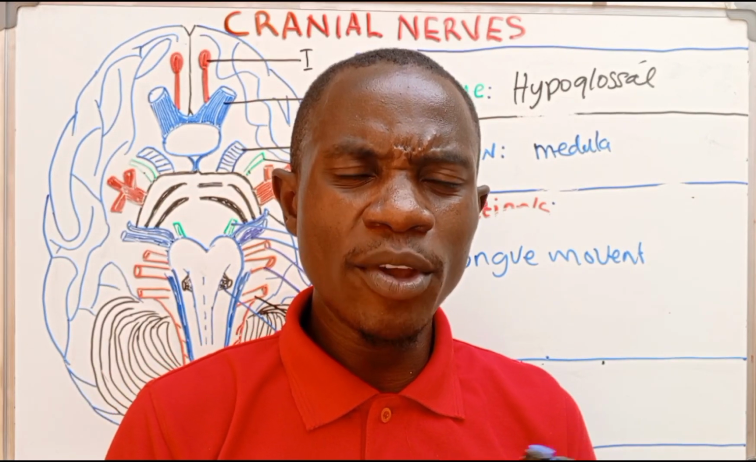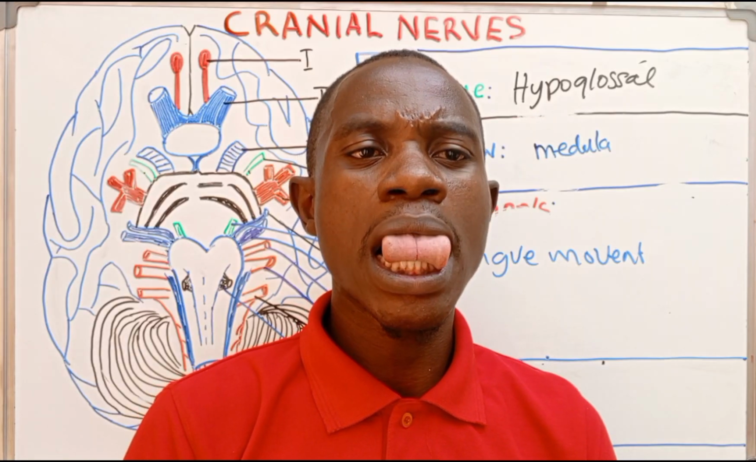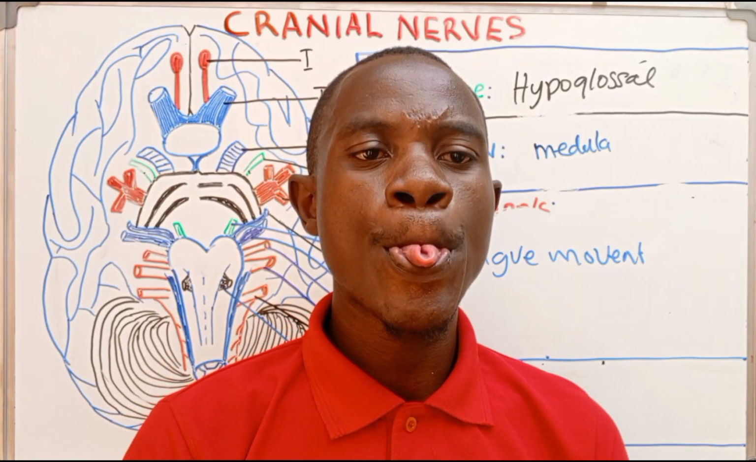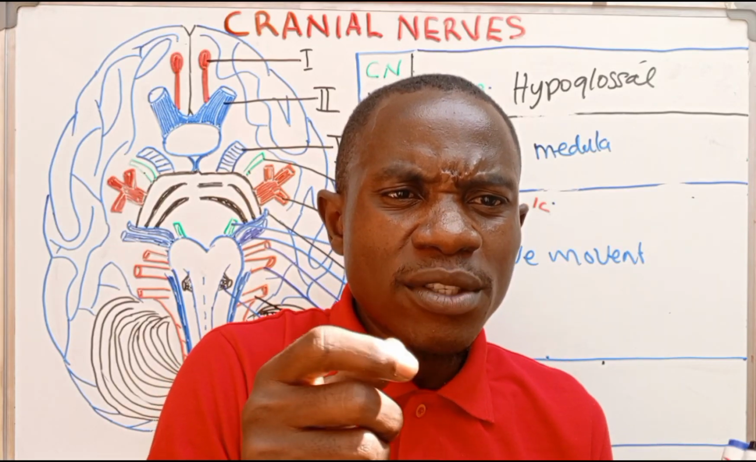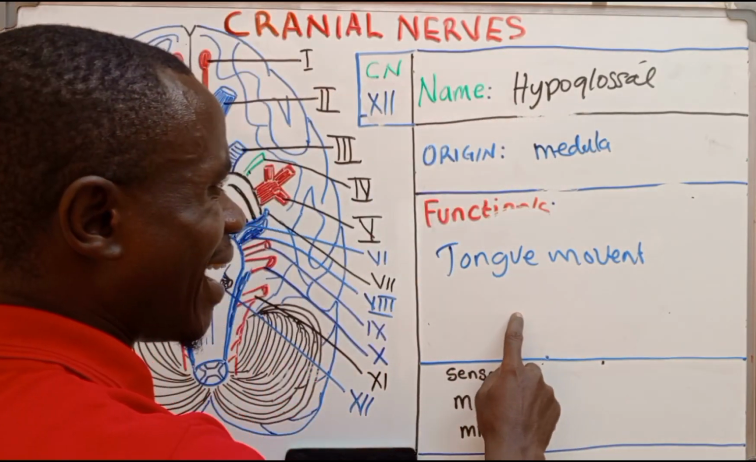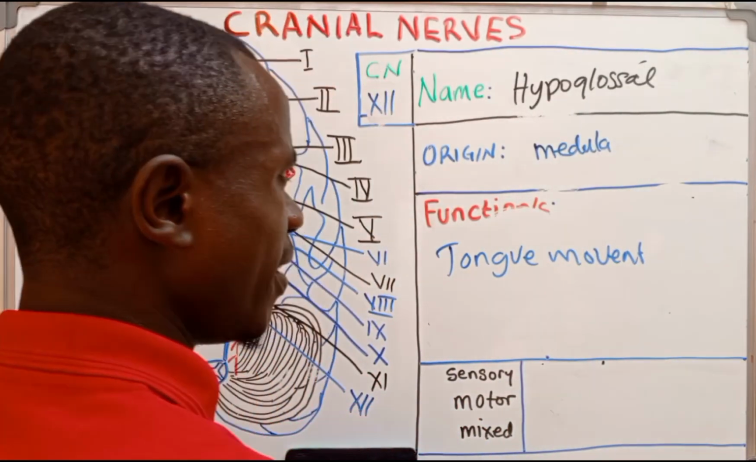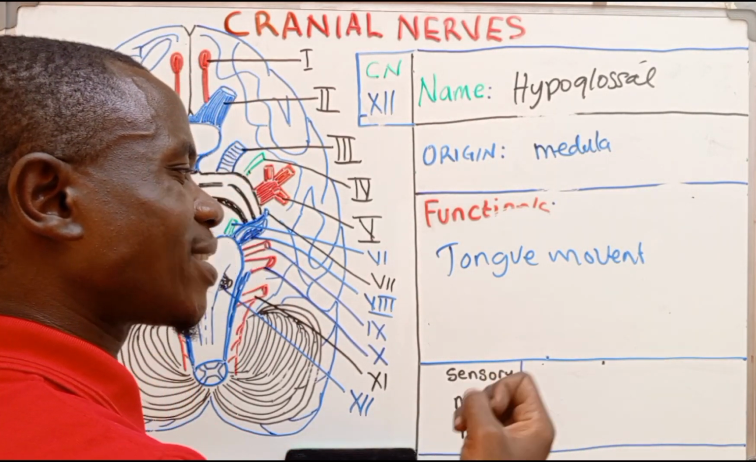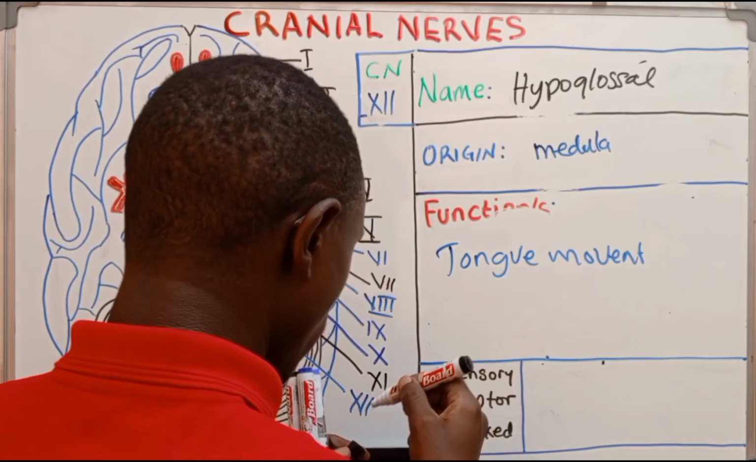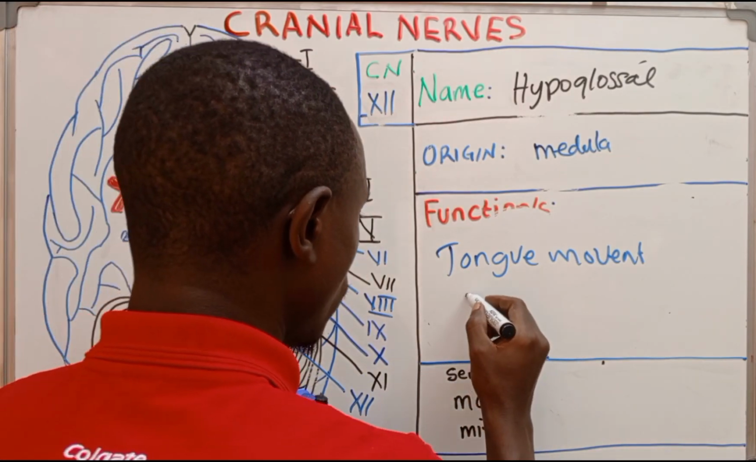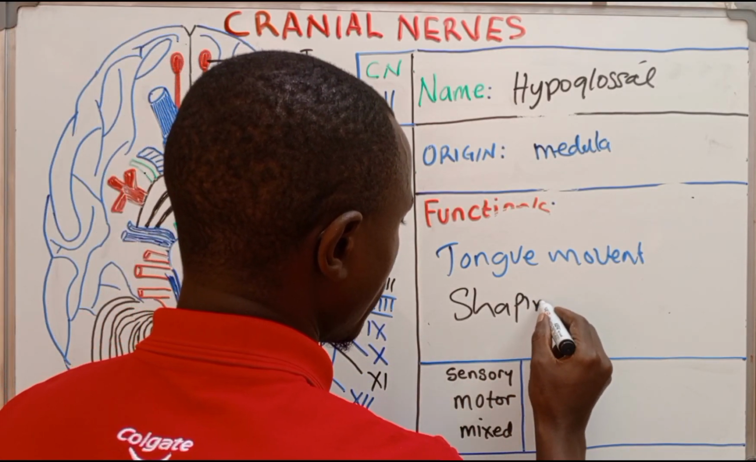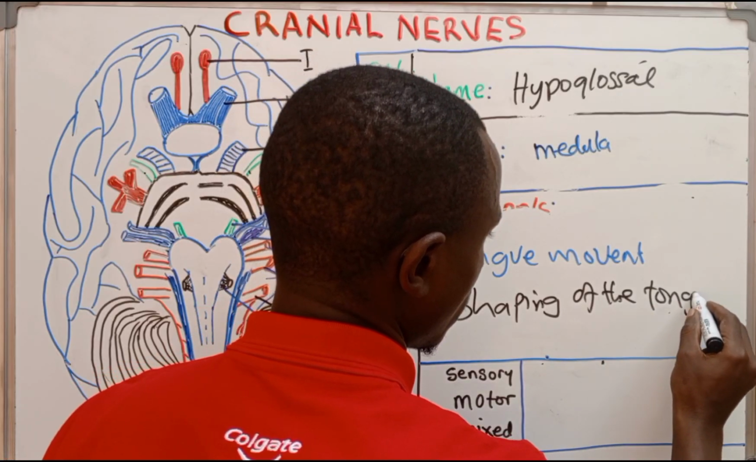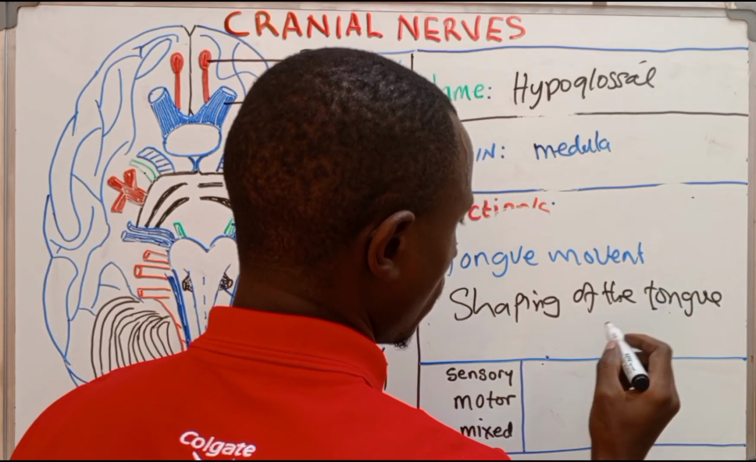What else? You see, this tongue can fold in different shapes. For example, I can fold it like this. So now this kind of tongue shape is also going to be under what we call the hypoglossal nerve. In other words, the hypoglossal nerve is also going to be aiding in what we call change of tongue shape, or I can even call it shaping of the tongue.